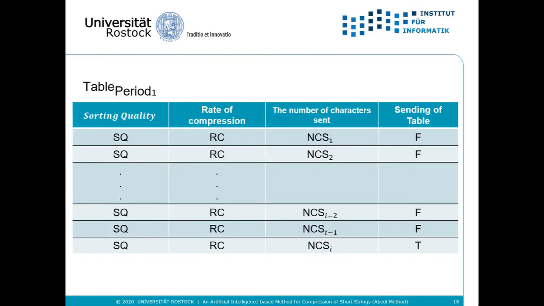This is the information of period 1, in which sorting quality and comparison rate are calculated for one time. And as we see here in the last part, when the situation gets worse, the sending of table is true, which means the table must be reordered and sent to the receiver.